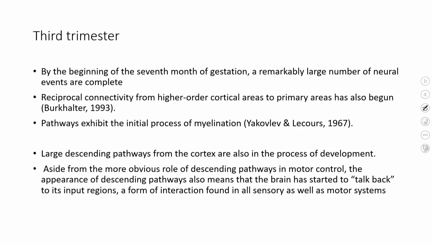Third trimester: by the beginning of the 7th month of gestation, a remarkably large number of neural events are complete. You can see how many things happen in between already. Reciprocal connectivity from higher order cortical areas to primary areas has also begun around this very time. Pathways exhibit the initial process of myelination as well. Myelination refers to creating the myelin sheath on the neuronal structure, which is connected to the higher functioning capacity of the neuron and the network. That also starts around the third trimester.